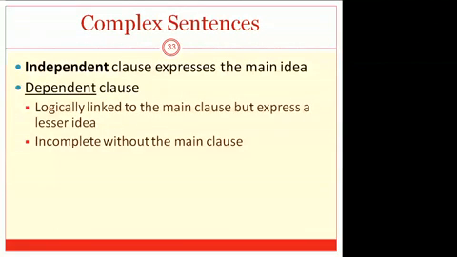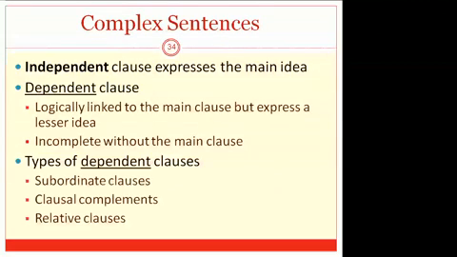The key idea with complex sentences is that the independent clause expresses the main idea of the sentence. The dependent clause is logically linked to that independent clause, but the dependent clause expresses a lesser idea to the main clause. The dependent clause is not complete without the main clause.